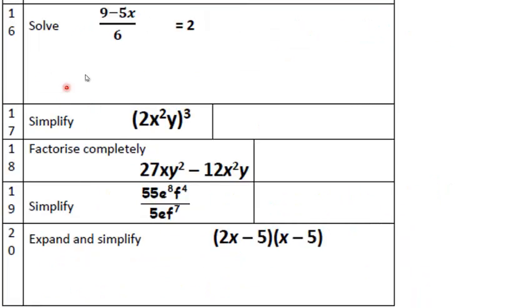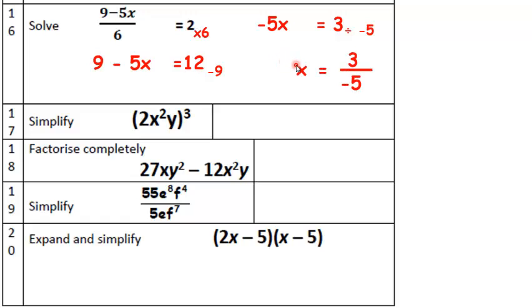Question 16. I need to get rid of this 6 at the bottom, so I'll be timesing by 6. 9 minus 5x is going to equal 12. I need to get rid of this 9 by taking away 9. So I'll get minus 5x is equal to 3. Make sure you understand that at this stage. I need to now get rid of the minus 5. So I divide by minus 5, and I'm simply going to get 3 over minus 5. Leave the answer like that. That's totally fine.